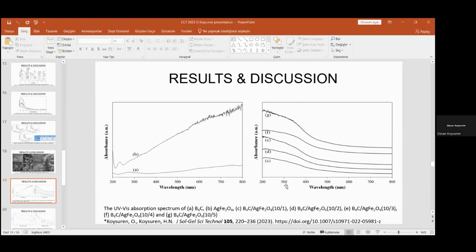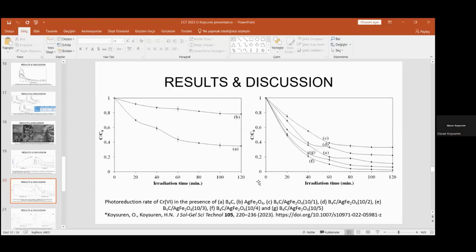Now you will see the UV visible absorption spectrum of pure samples here on the left and of the composite sample. Especially, the UV visible spectrum of the composite sample shows that it can absorb the incoming light starting from 500 nanometer until the UV range, 200 nanometer. This includes the UV range and also certain parts of the visible light range. This is especially critical for sunlight application.